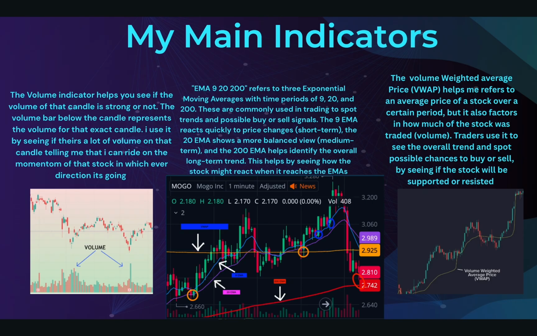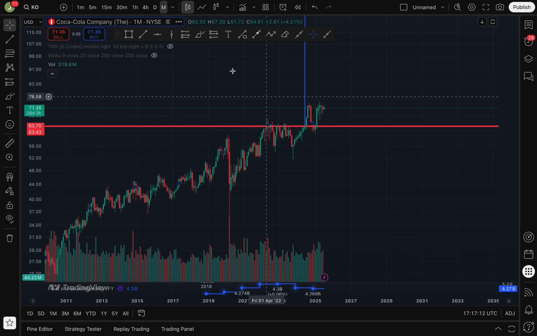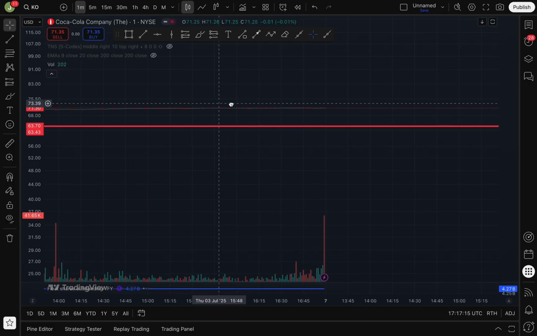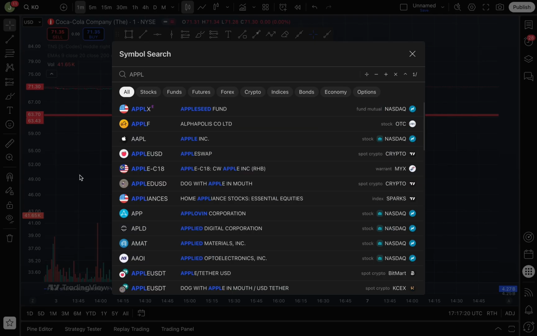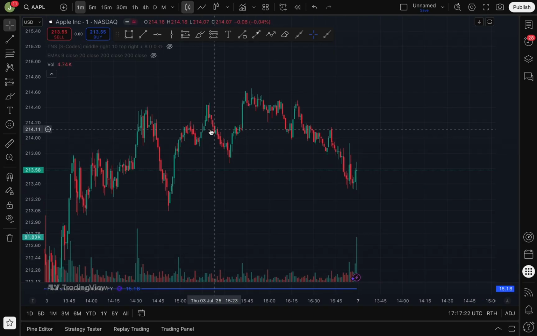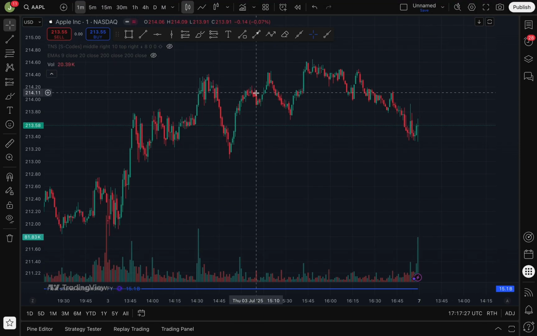Right now, all right, here we are in TradingView. You can see here this is Coca-Cola. We're in a monthly. Let's switch to the minute time frame, or let's go into Apple actually. Why not? Right there. So you can see we're in the Apple minute time frame. Now, what you want to do is click on this button right here. Hover over it. It says Indicators, Metrics and Strategies.